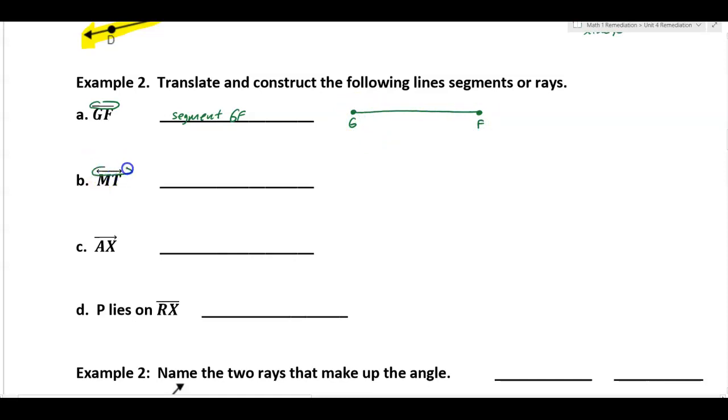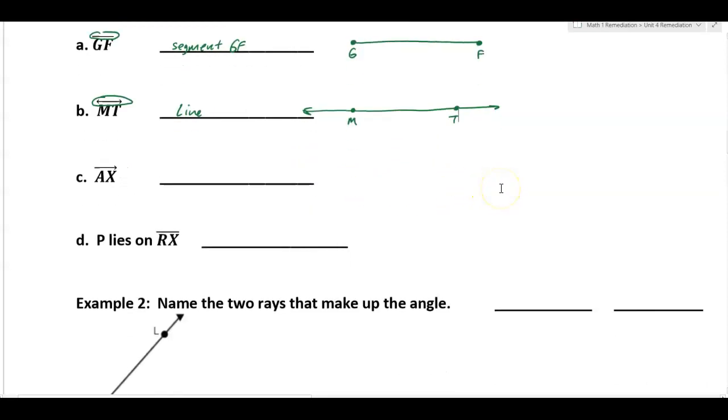The next one, what does this symbol give me? An arrow in both directions is a line. So I know I'm going to plot 2 points. I'm going to construct a line through them. I'm going to name those 2 points M and T. Now I have to put these arrows on the end because it's a line.